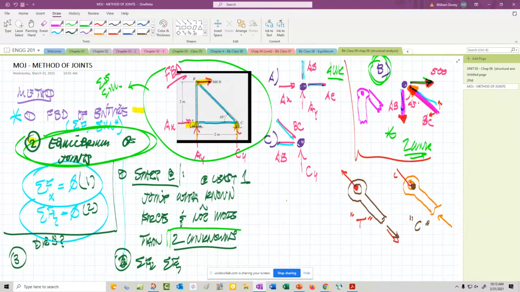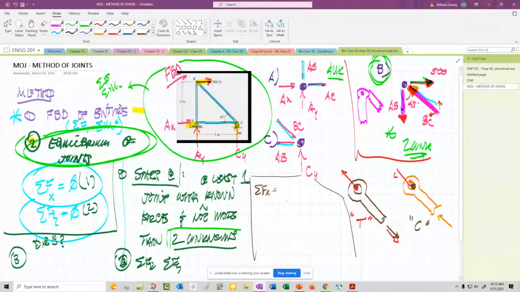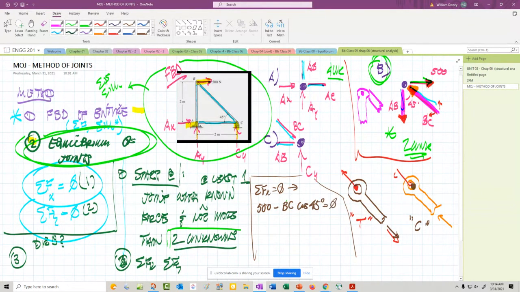All right, so let's go through and solve this. Method of joints. I'm going to sum forces in the X equal to zero, positive right, that pin. I'm going to have 500 minus BC cosine of 45 degrees equals zero. Right? I find a component of BC acting horizontally. That's going to tell me that BC is 500 divided by 0.707, which gives me roughly 707 newtons. And I would say that since it's pushing on the pin, it's in compression, so I'd put a little C behind it.